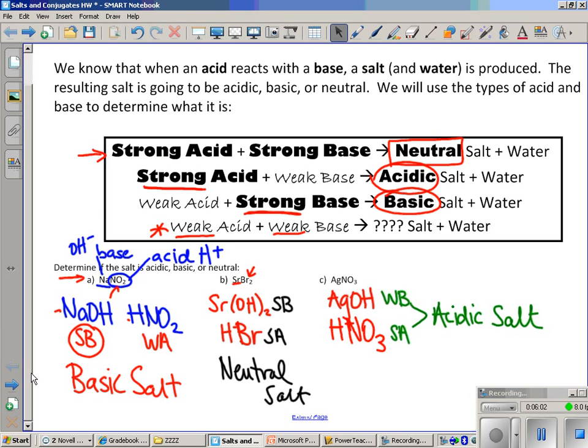So again, take your salt, break it into its 2 pieces, crisscross OH with the first ion, and then crisscross H+ with the second ion, and you'll end up with your acid and your base that made it. It's kind of like working backwards, really, is what you're doing. Okay? So that's how you determine whether or not your salt is acidic, basic, or neutral. So on your predicting products, if you have a salt as a product, you would do this process. On predicting products, it'll be a little easier because the acid and base will already be written for you, but that's how you're going to end up coming up with that.